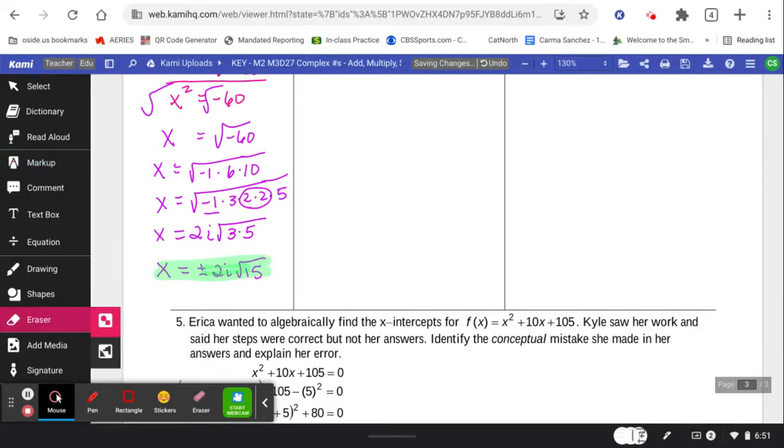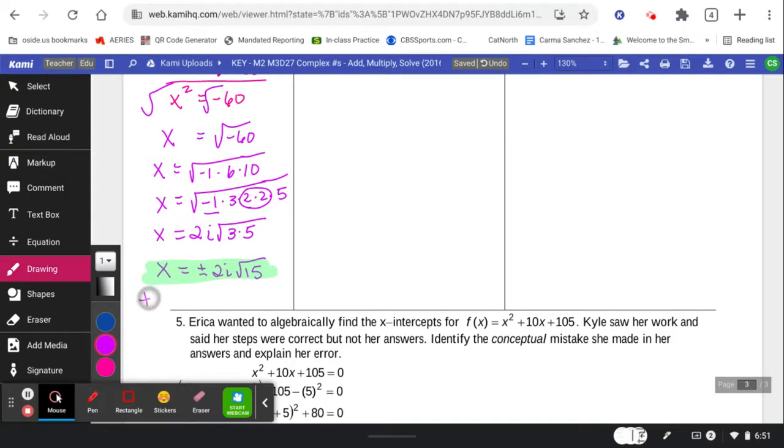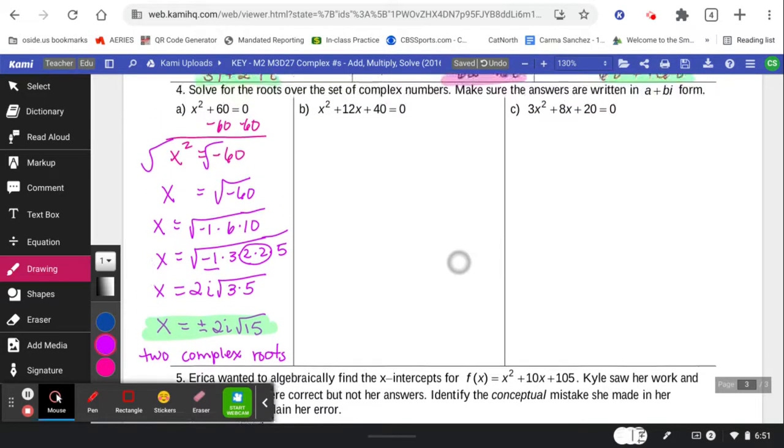I just got my two complex roots, or my two non-real roots.